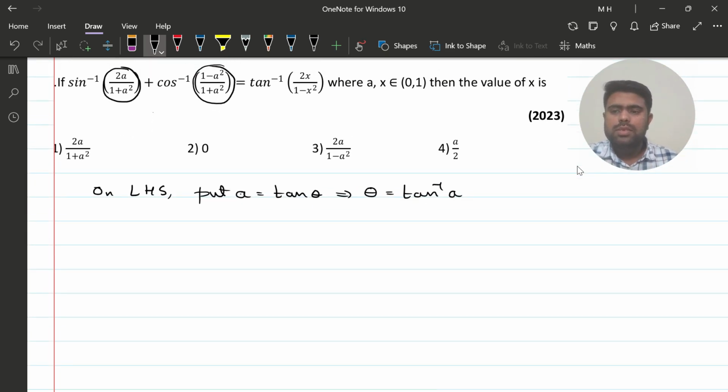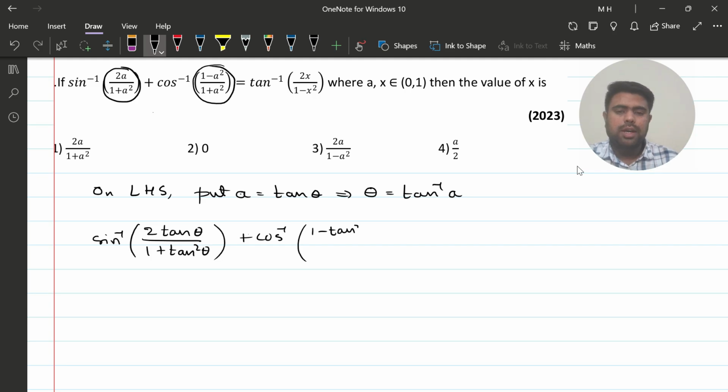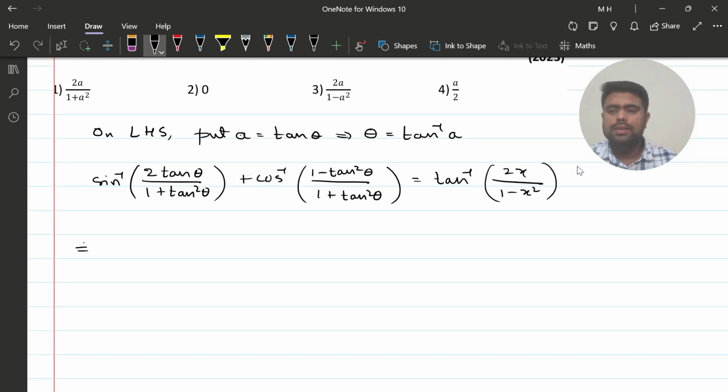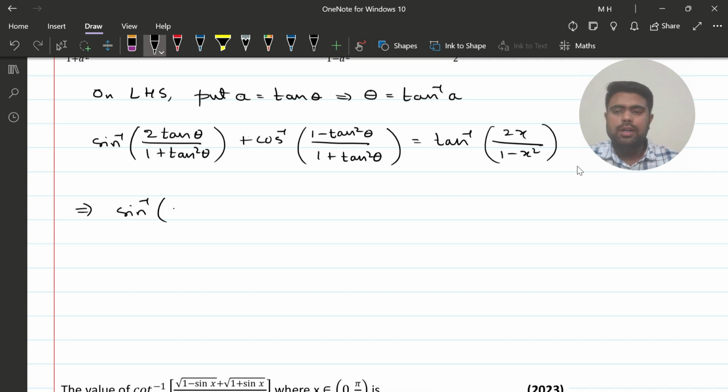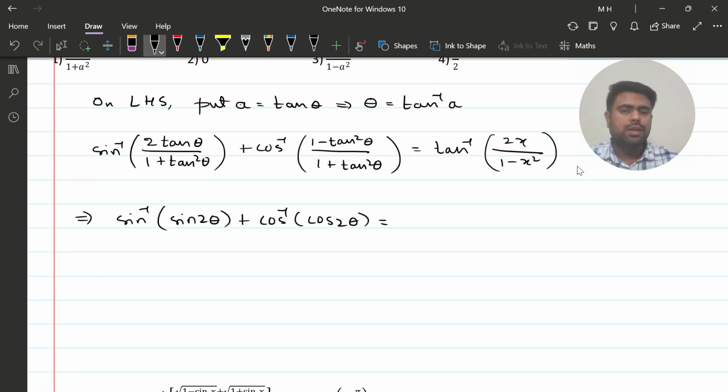So sine inverse of 2 tan theta divided by 1 plus tan square theta, plus cos inverse of 1 minus tan square theta divided by 1 plus tan square theta is equal to tan inverse of 2x divided by 1 minus x square. Fine, this is totally fine. So this implies sine inverse of, what is 2 tan theta by 1 plus tan square theta? It is going to be sine 2 theta. So it is sine inverse of sine 2 theta plus cos inverse of cos 2 theta is equal to, see whether you remember it or not, what is the result for 2 tan inverse x.